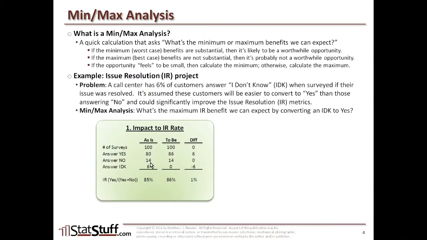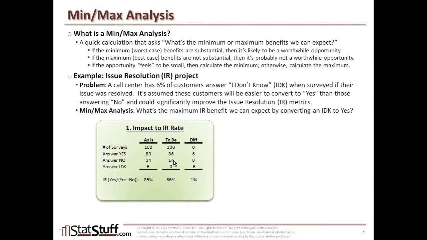So basically, the way they calculated the IR, which was new to us, was that the I don't knows were removed from the calculation. So in order to get an 85% IR rate, it's basically 80 out of 94. The I don't knows, those 6, are pulled out of the 100 surveys and no longer calculated as part of it. So we thought, okay, well, what would the minimum case or maximum case be if we were to try to change these I don't knows?